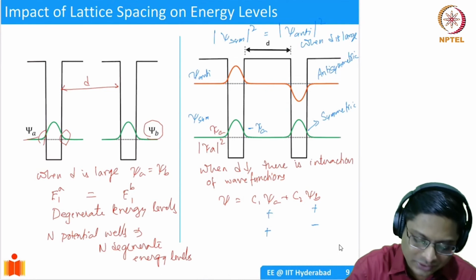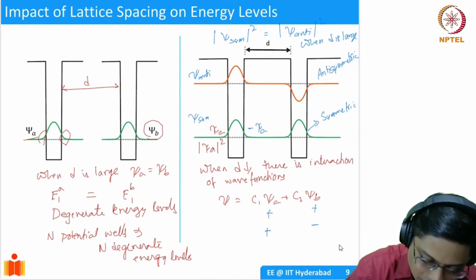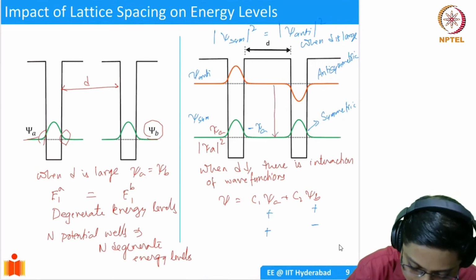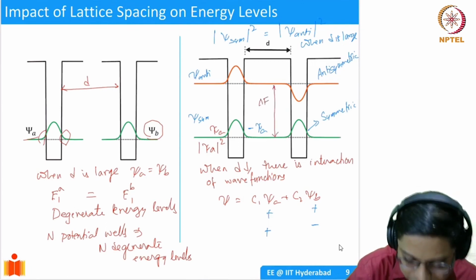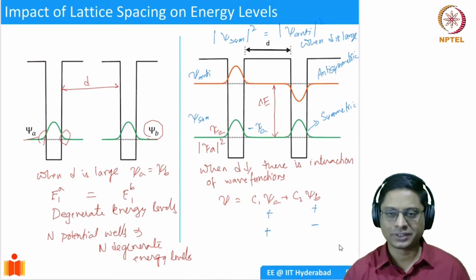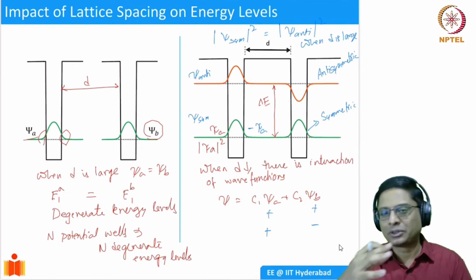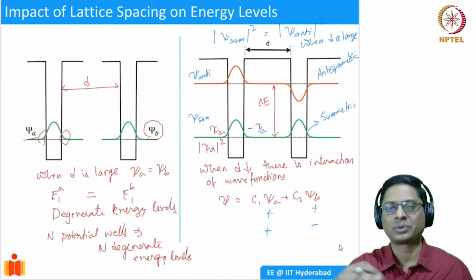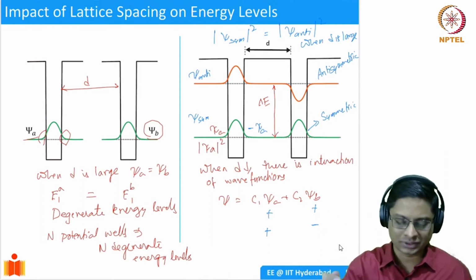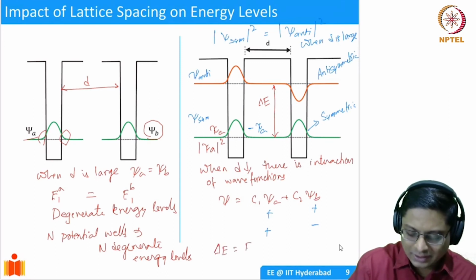Okay, I'm running out of space here, so I'll just show the energy levels. I'll call this delta E. What we're saying is, as D reduces, delta E increases. There is more and more difference. As you bring the wave functions closer, there is more interaction, because of which the probability psi symmetric mod square is not equal to psi anti-symmetric mod square. So delta E is basically E anti-symmetric minus E symmetric.